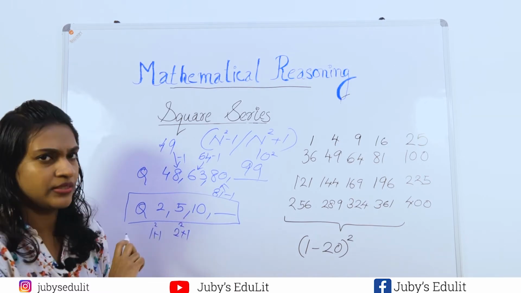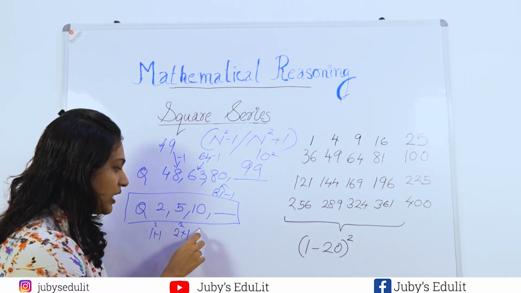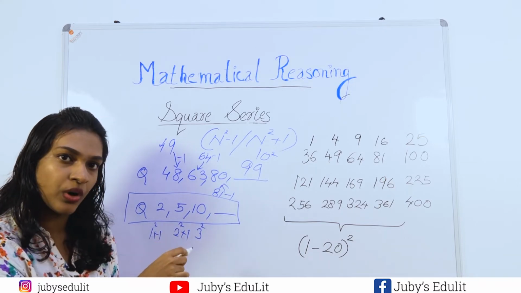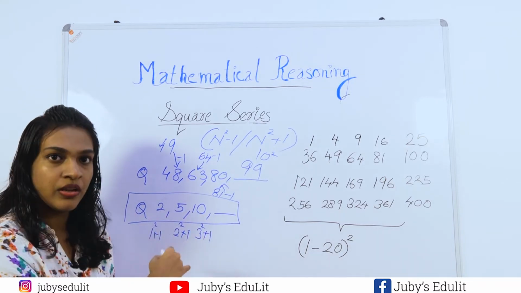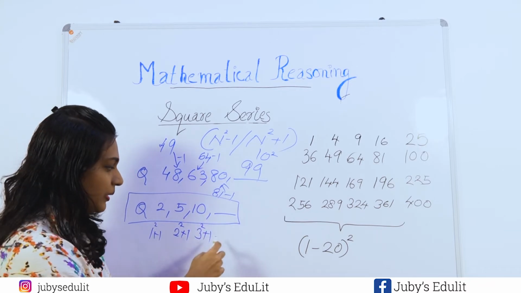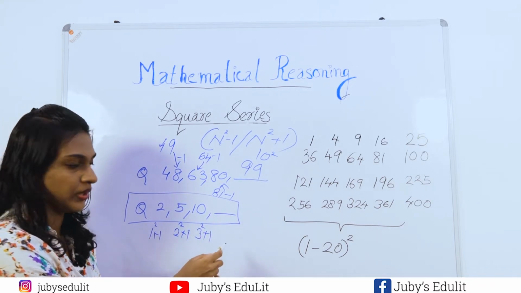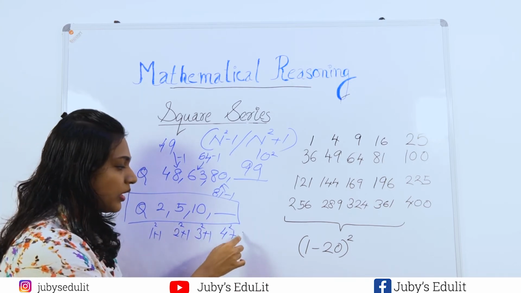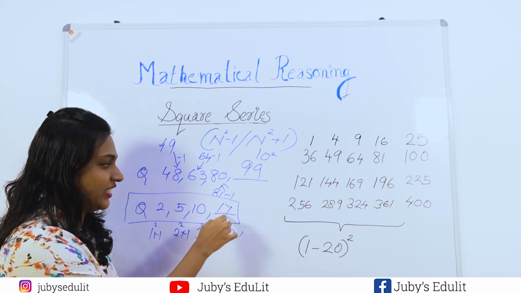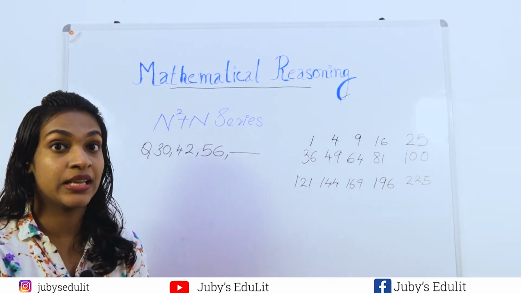And the next number is 10. So what is the square of 3? It is 9. And when 1 is added to the square of 3, it gives the answer 10. Now let's find our answer. We have already seen 1, 2, 3. What is the next number? It is 4. 4 square is 16. 16 plus 1 is 17. So this is the right answer for this question. I hope that you understand up to now.